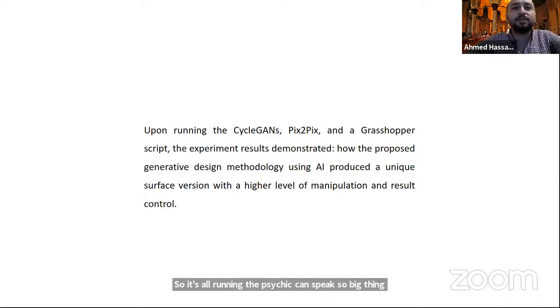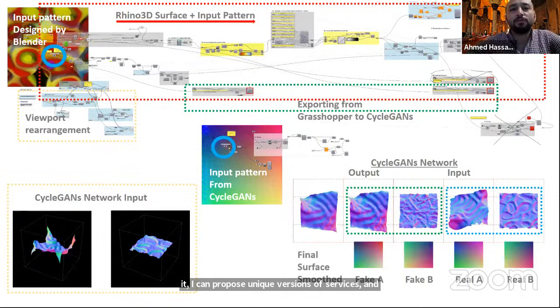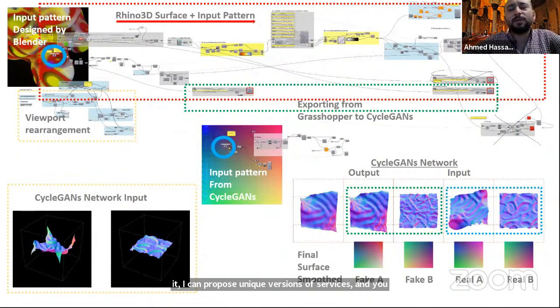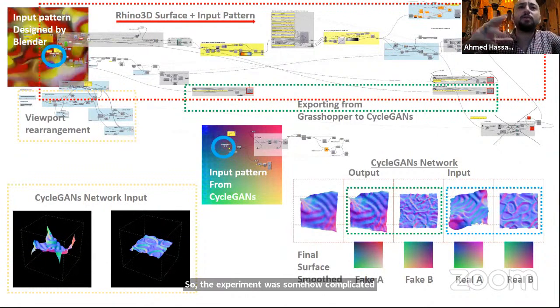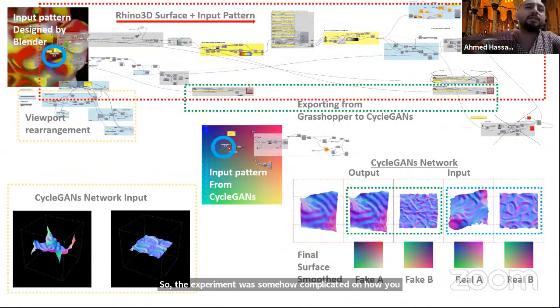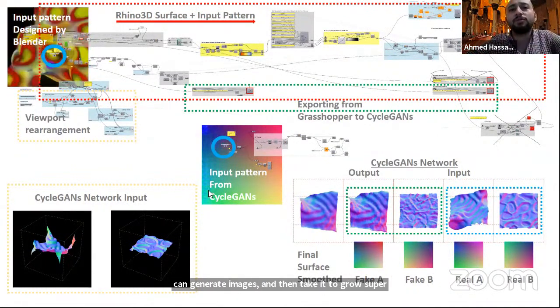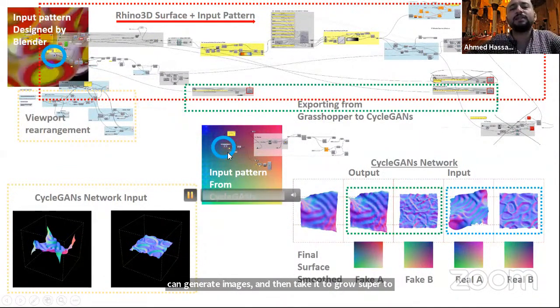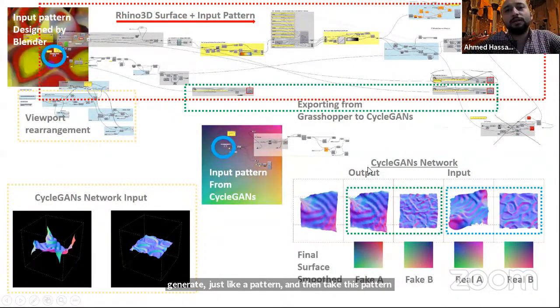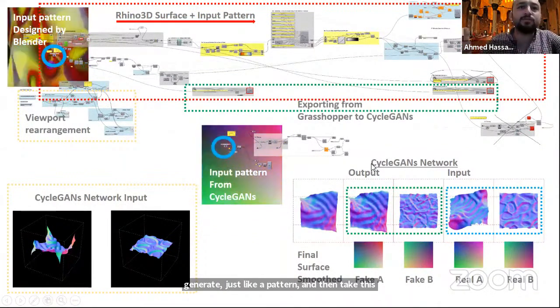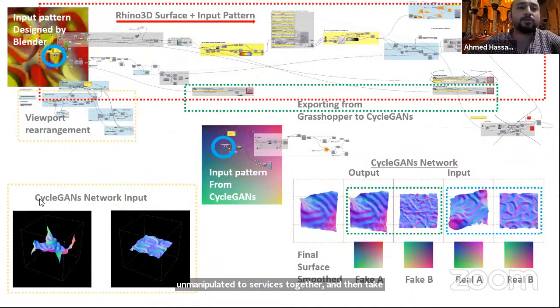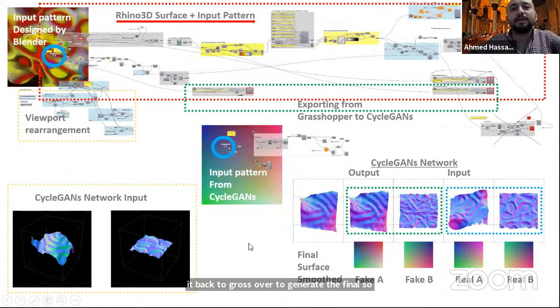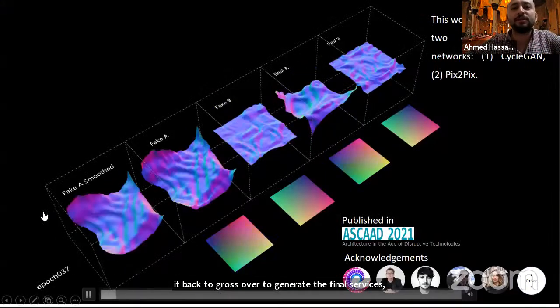Experiment results demonstrated how the proposed generative design methodology using AI can propose unique versions of surfaces, and you have full control over it. The experiment was somewhat complicated: you generate images, take them to Grasshopper to generate a pattern, take this pattern back to the GANs network to generate and manipulate the two surfaces together, and then take it back to Grasshopper to generate the final surfaces. This experiment is documented here.